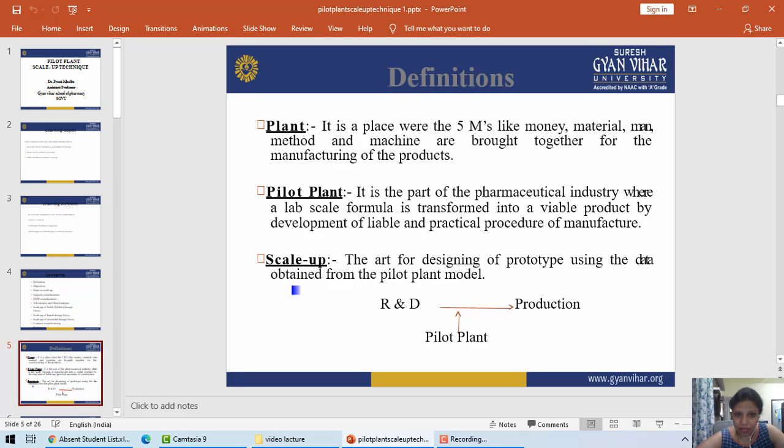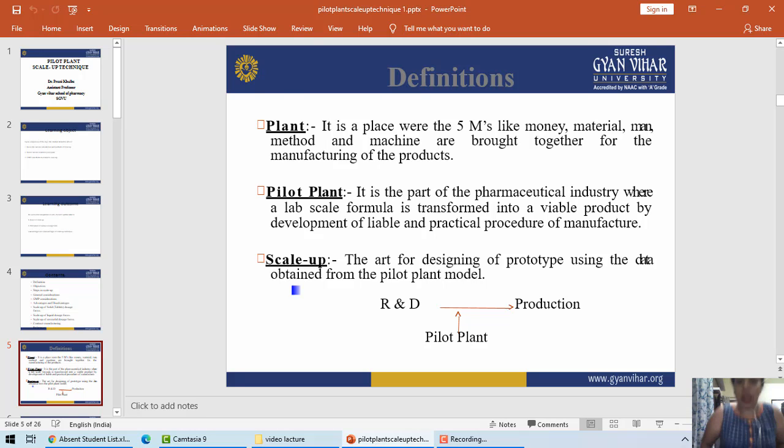So next is the definition. First of all, pilot plant scale up technique is a whole term for which we need the definition. So the first definition is plant. What is plant? A plant is a place where 5 M's, like money, material, man, method and machines, are brought together for the manufacturing of the product.